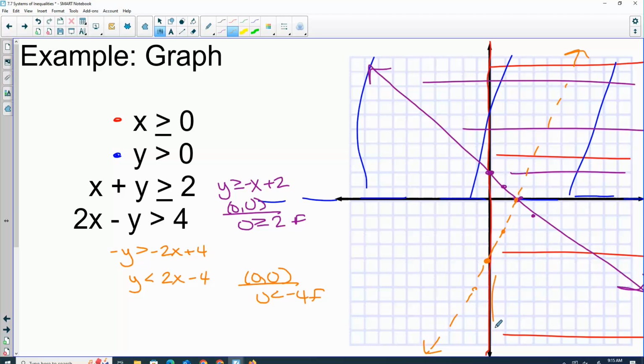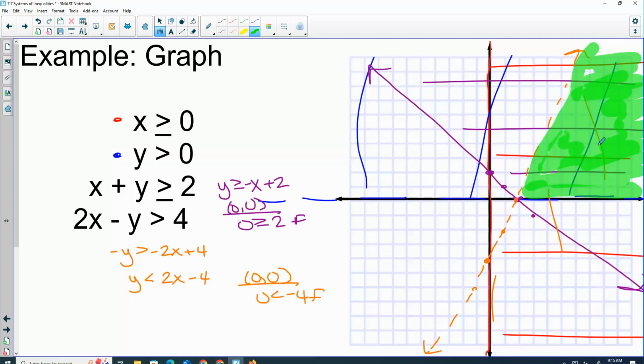So our overlap is this part of the first quadrant. So the hardest part when there's multiple equations or more than 2 equations is usually just keeping your work neat enough that you can tell what your overlap is at the end.